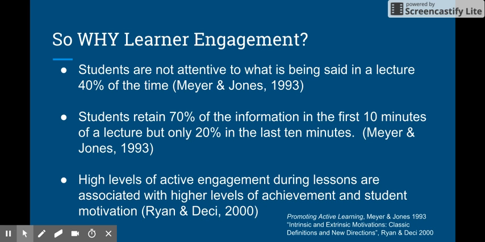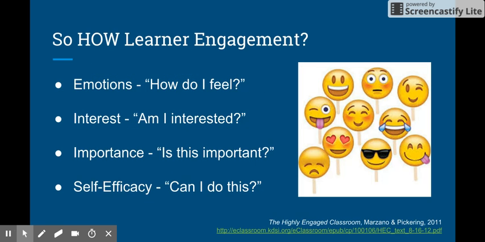Why is this important? I'm not going to read the slide to you, but there are so many reasons why learner engagement matters. If you look in the bottom right-hand corner, you are welcome to search the research and find the original sources. But basically, learner engagement equals a higher level of achievement, and that's what we're looking for in our classes. So how do I do this?